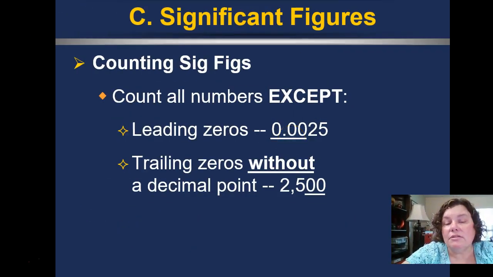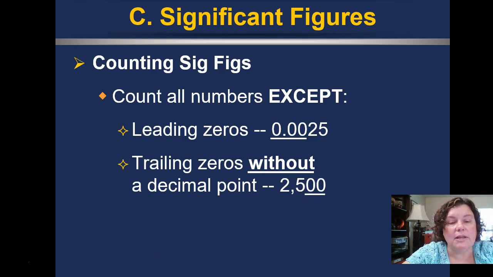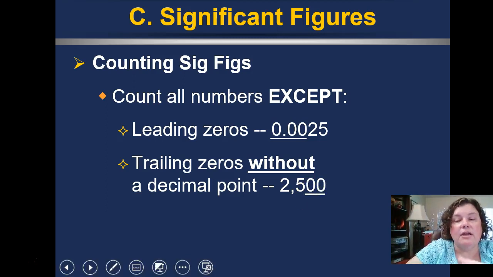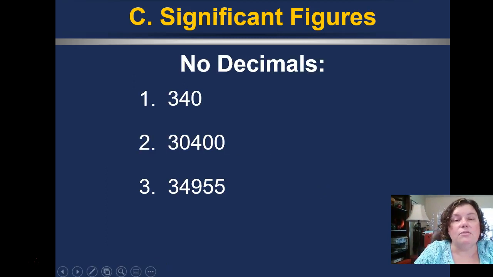And the only other time we don't count trailing zeros, these are zeros at the end of the number, is if you don't have a decimal place. So notice how this has no decimal place, 2500, no decimal place. We do not count those last 2 zeros. So let's do an example of no decimals.